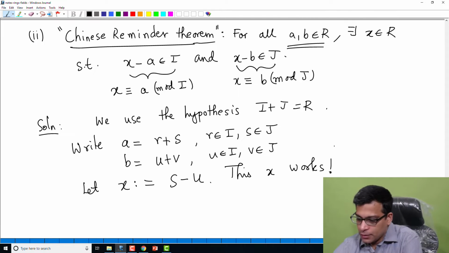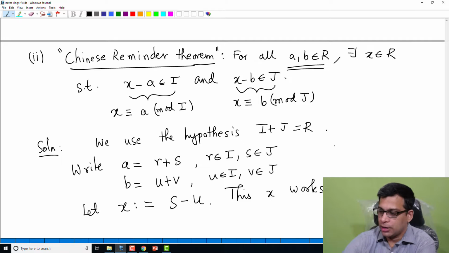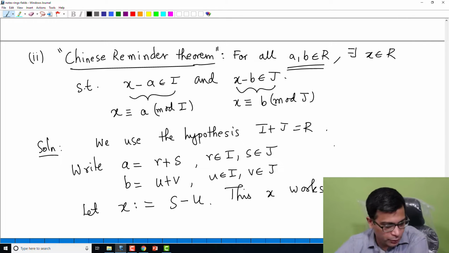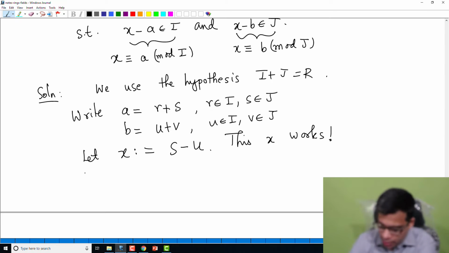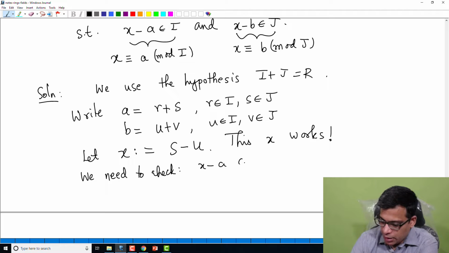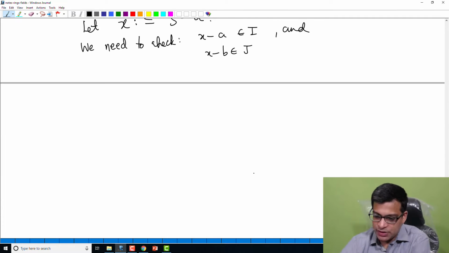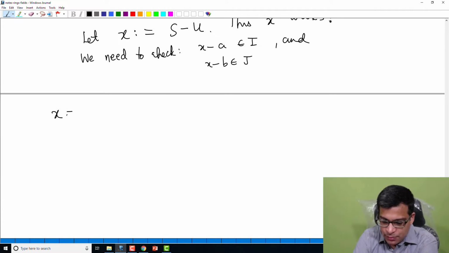Remember, the theorem is asking us to show that there is an x with certain properties. I have chosen that x and I am going to show that it has the required properties. What are the required properties? We need to check that x minus a is in I and x minus b is in J. So let's check these two things. x is s minus u, that's my choice for x.